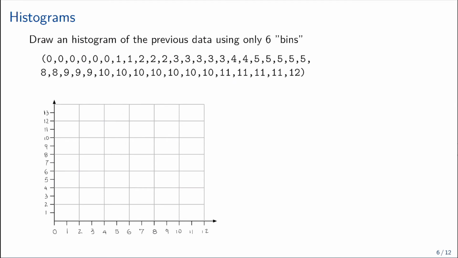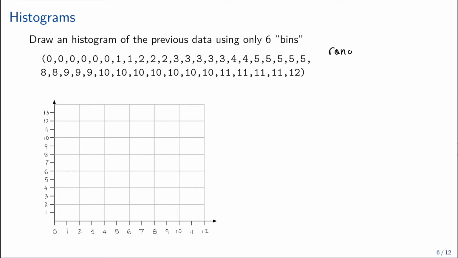Okay, let's have an example of a histogram. So we have the same data that we had before and that we did with the dot plot, but now we are going to group it in a different way. We are going to use 6 bins. So the first thing that we want to look at is the range. So what is the range of this data?